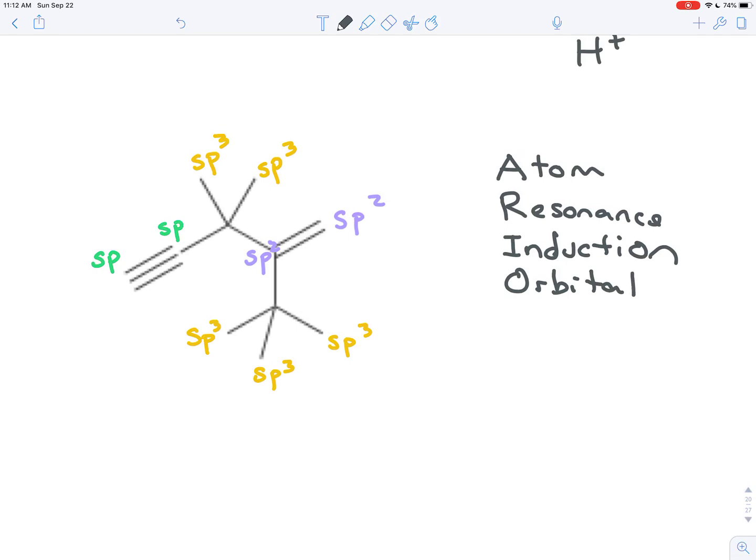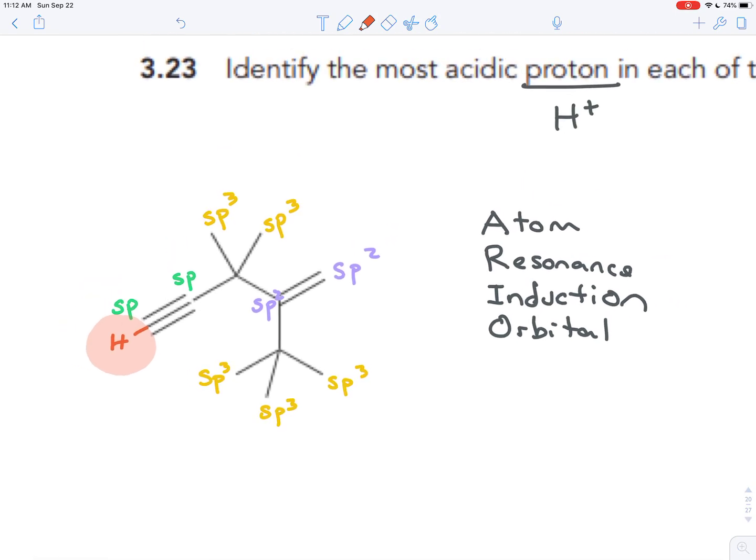And so we've drawn these orbitals on here, and our rule was that hydrogens on an sp hybridized carbon are more acidic than on an sp2 hybridized carbon, which is more acidic than on an sp3. We only have one hydrogen on an sp hybridized carbon. It's right here. Notice that this carbon already has 4 bonds, so there are no hydrogens there. And so that hydrogen is the most acidic in the whole molecule.